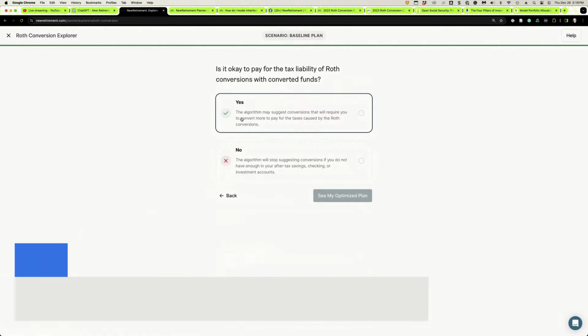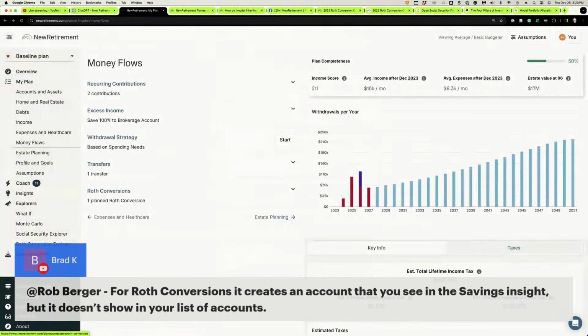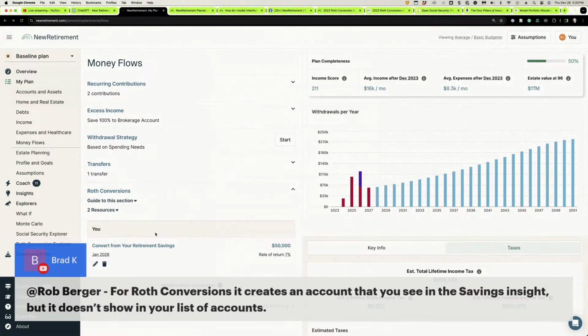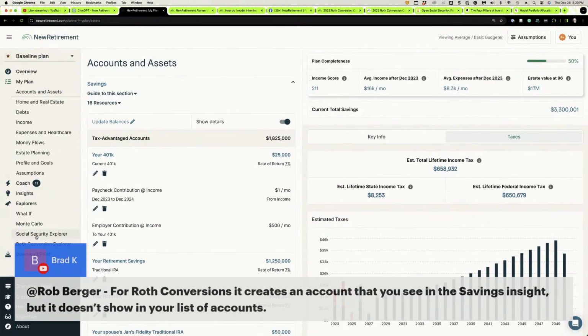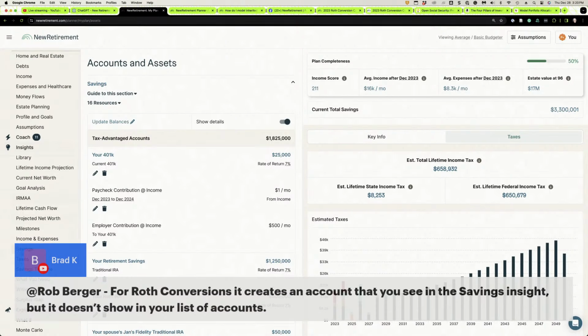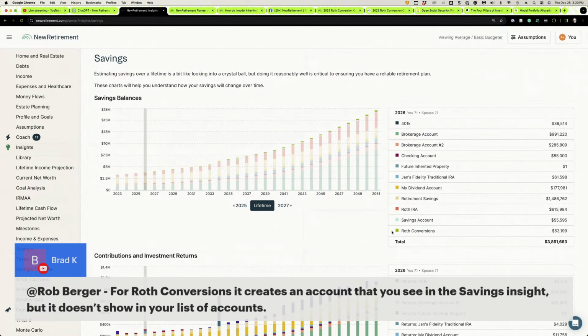Oh, here we go. Brad explains. This goes back 30 minutes. Roth conversions creates an account that you see in the savings insight. Okay, but not in your list of accounts. So just so we're all clear on that, I've got a Roth conversion here. It doesn't create an account here, but if we go to insights and savings, yes. When was that? Was that 26? Yeah, Roth conversions, green. Thank you for the clarification, Brad.